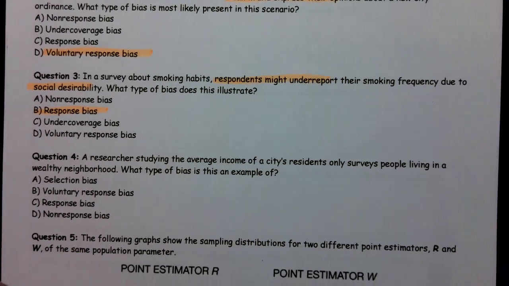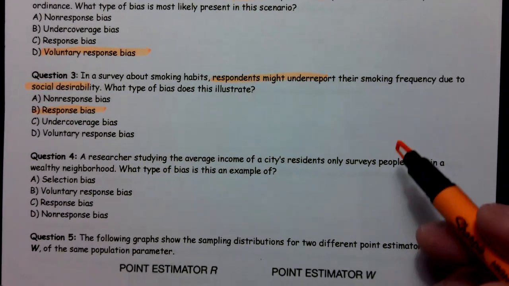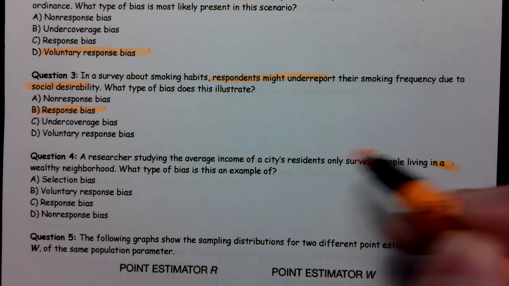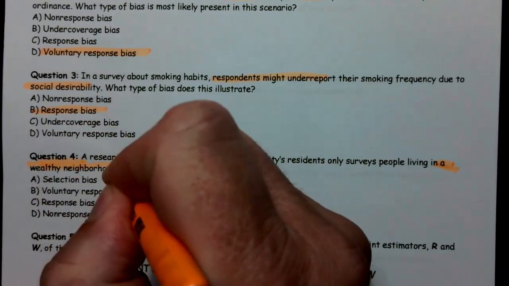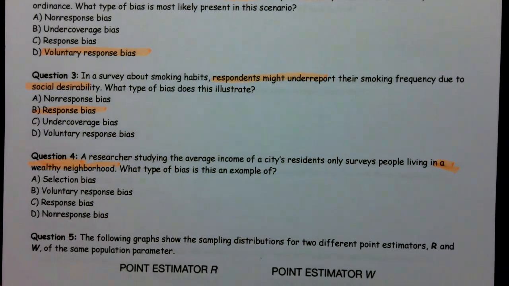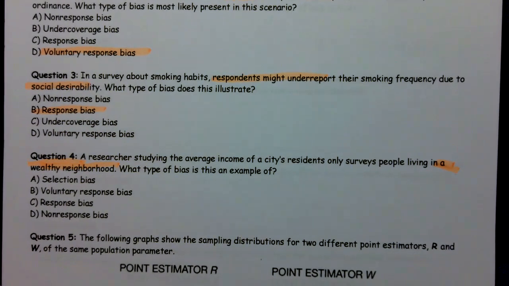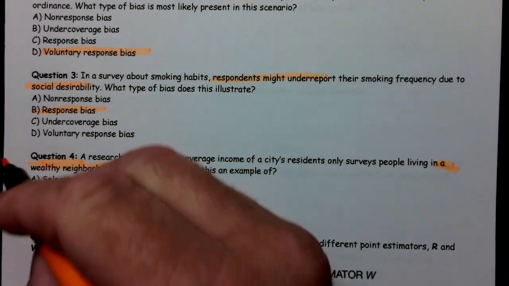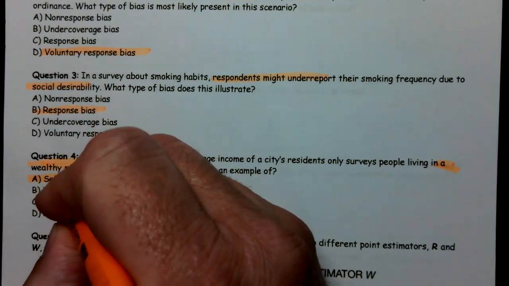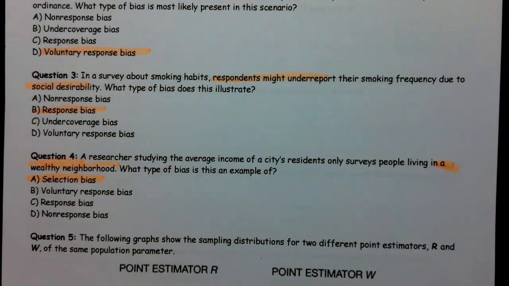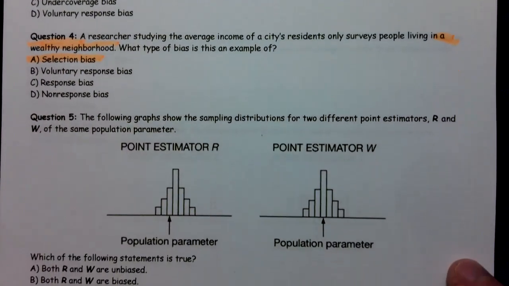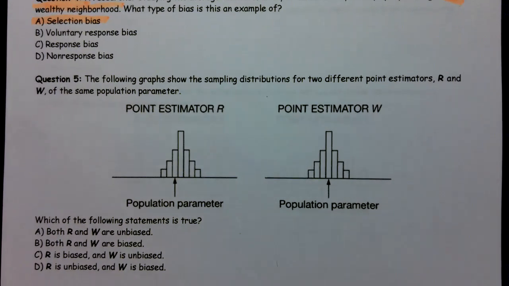A researcher studied the average income of a city's residents, only surveys people living in a wealthy neighborhood. If I'm only doing a wealthy neighborhood, this is going to be selection bias, and it leads to undercoverage because we did not cover those in poorer neighborhoods or middle class neighborhoods, but that's selection bias, bad design. We missed part of the population. Selection bias will always miss part of the population and always result in undercoverage bias.